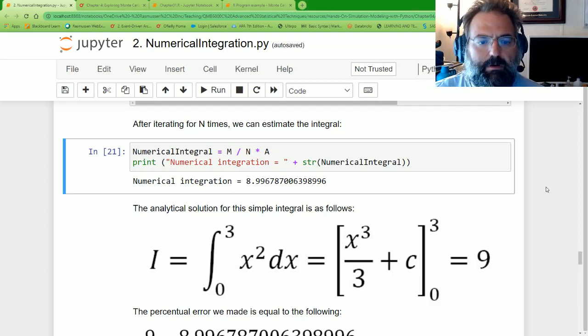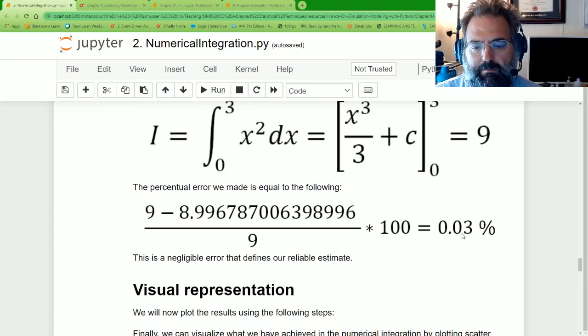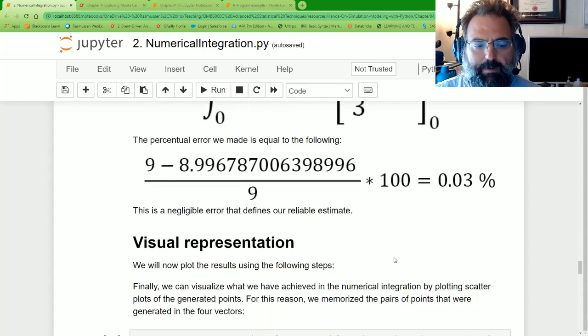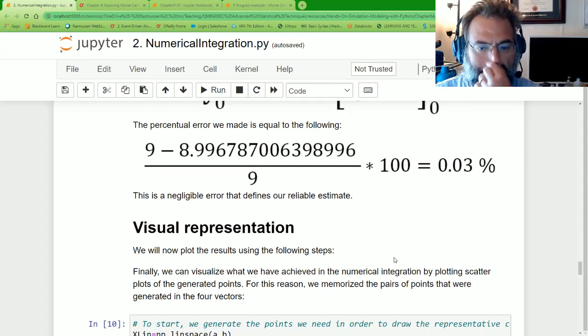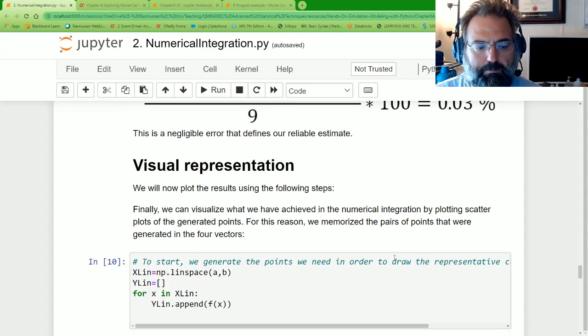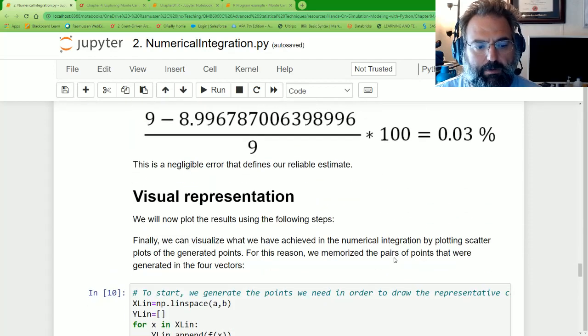Back to numeric integration. We can calculate here that the error is really pretty small, 0.03%, and we could probably make it even smaller by increasing the size of n, so that we essentially roll the dice more frequently.